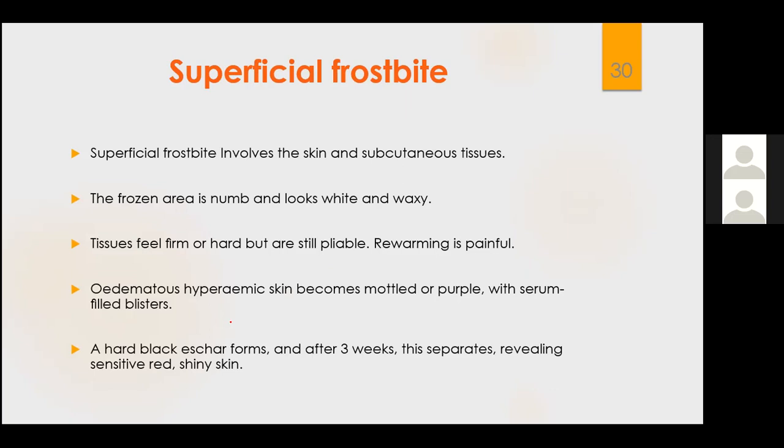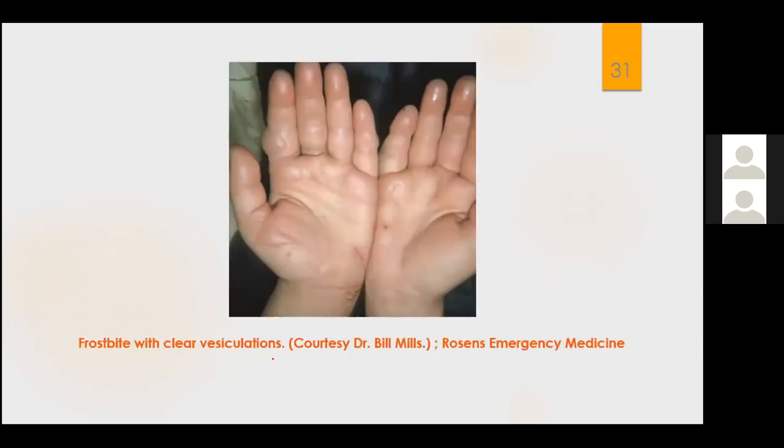The skin also becomes edematous and hyperemic, and it becomes mottled or purple, which then forms blisters. I'll show you a picture in the succeeding slides. After about 3 weeks, there may be a hard black scar formation, and as this separates, it will reveal red, shiny, healthy skin. This picture shows frostbite with clear vesiculation, an example of superficial frostbite.